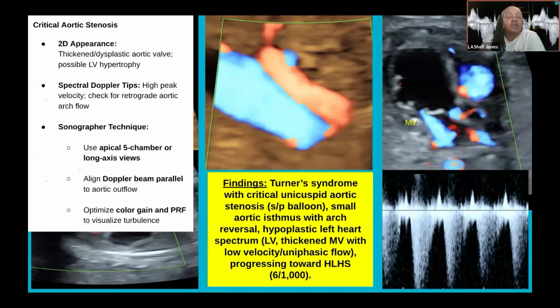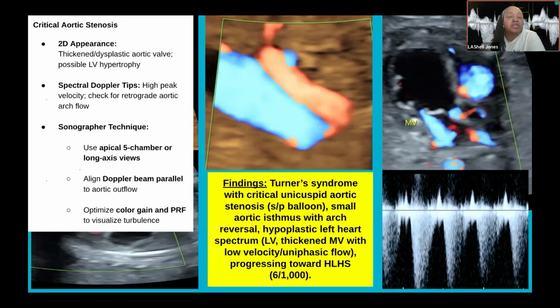Okay, so this here is just showing that with critical aortic stenosis, you're going to have, in 2D, a thickened dysplastic aortic valve and possible left ventricle hypertrophy. We see there a spectral Doppler tip. You're going to have that high peak velocity, which is seen. Once you see that, you want to check for retrograde aortic arch flow, which we do see.